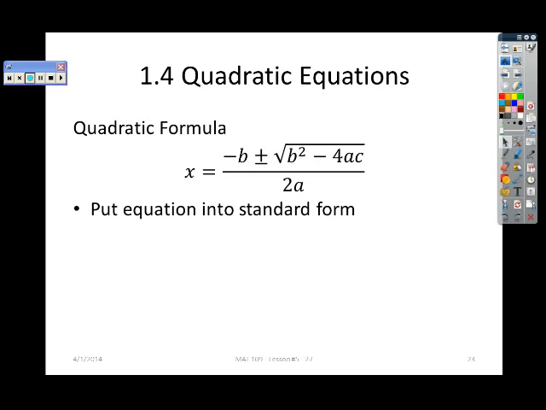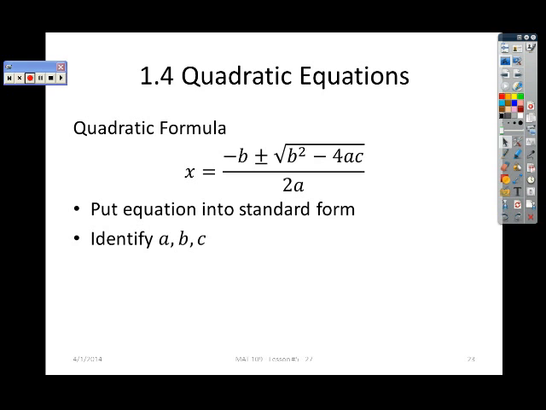Once it's in standard form, then identify what A, B, and C are. A, B, and C to go in here. A, B, and C all have signs. They're either positive or they're negative. Make certain you get the proper sign. If you don't, your answer is going to be wrong. So identify what A, B, and C are.